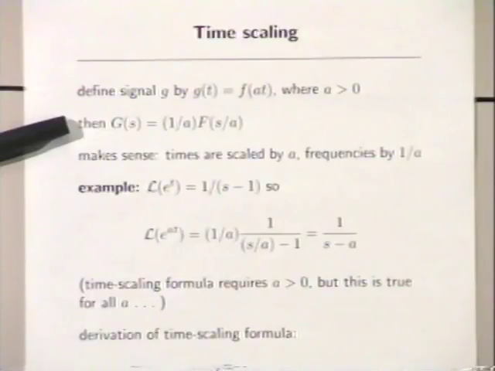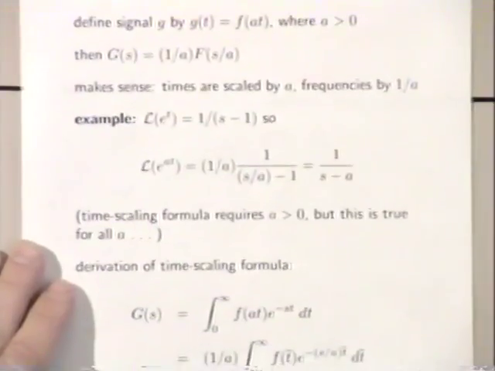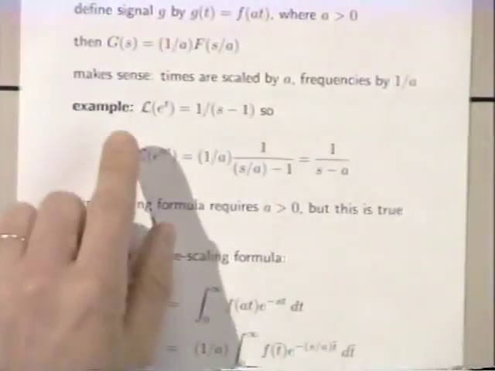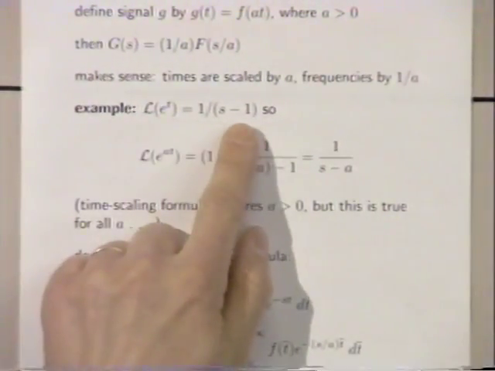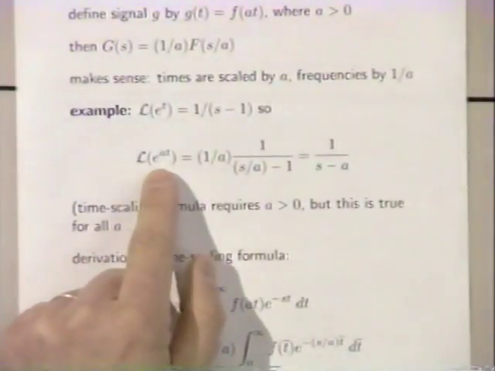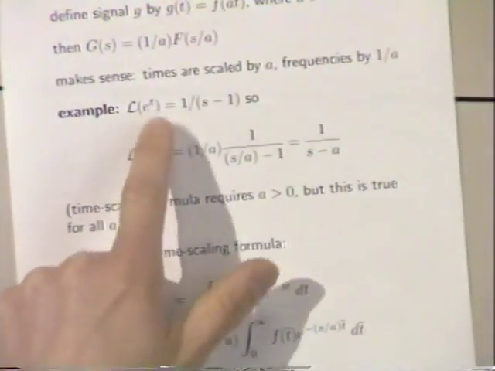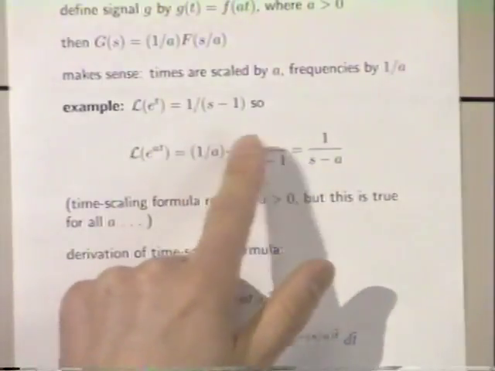Usually it's just easier to derive it yourself. Now, as an example, you can work out things like this. We knew the Laplace transform of e to the t is 1 over s minus 1. Therefore, the Laplace transform of e to the at, that's a time-scaled version of that, is this. You just simply plug in the formula.